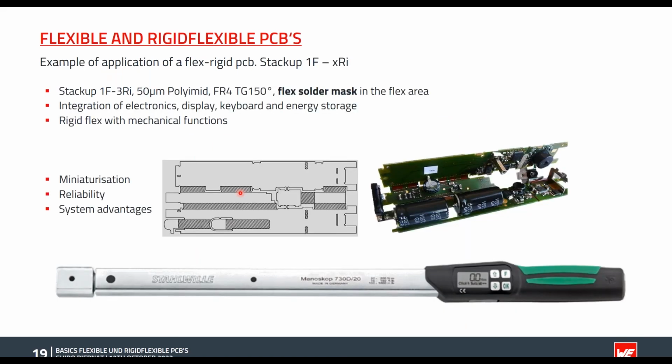And now an application example for a rigid-flex PCB. This PCB has gone through the same processes as just presented. In the picture, you can see a torque tool. The stack-up for this torque tool was a 1F3II stack-up. The polyimide core thickness was 15 microns. The material was FR4 with TG150. In the flex area, we did not use the cover layer; we used flex solder mask.